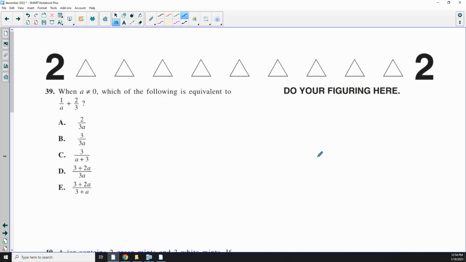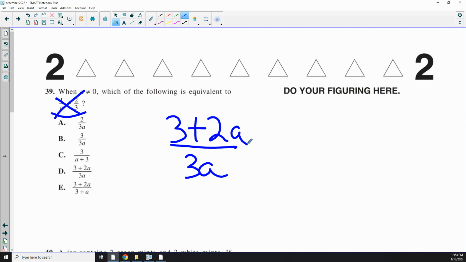I love that we're on adding fractions. I do killer cross. Common denominator's 3a. Cross them up, 3 plus 2a is the answer D.